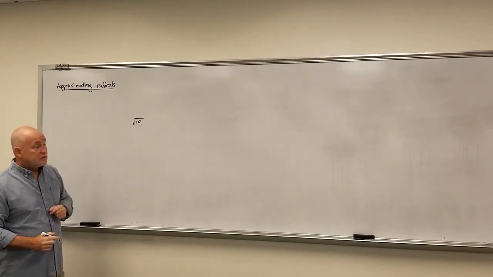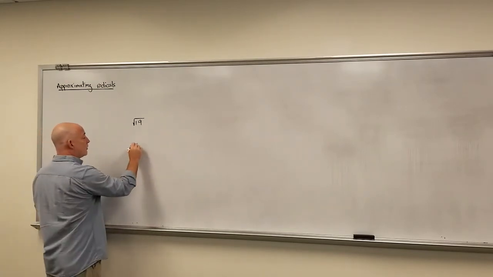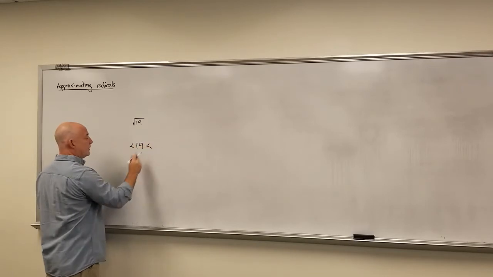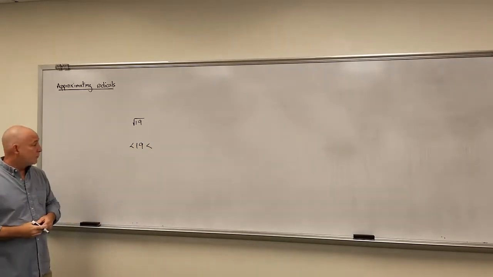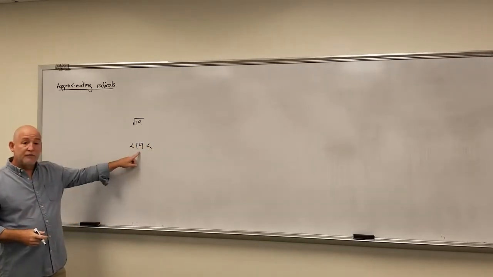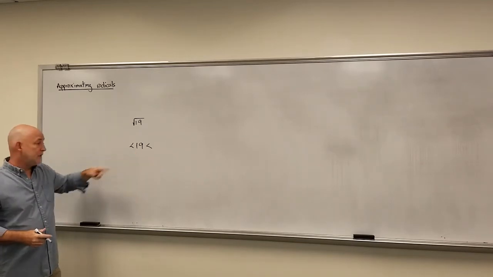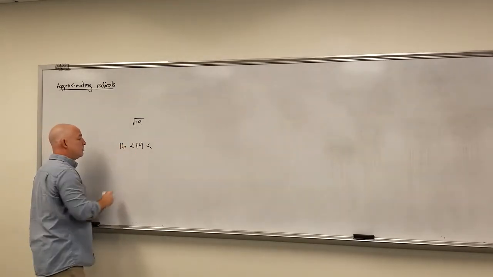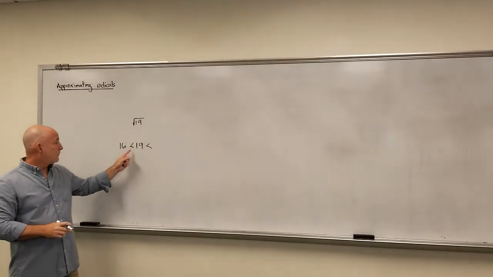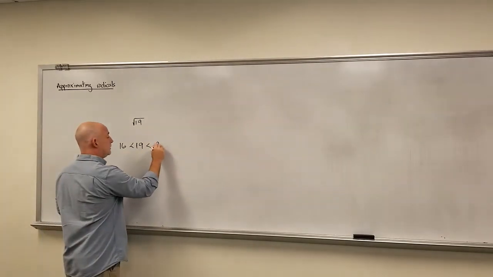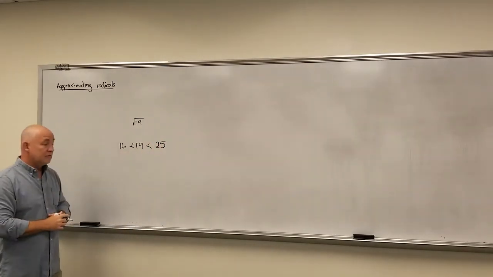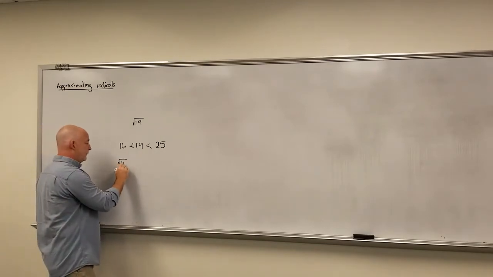Now, since this is a square root, we're thinking about perfect squares. So you do need to know a little bit about your perfect squares. Think about what is the perfect square right below 19. Well, the perfect square below 19 would be 16, and the perfect square above it would be 25. So we know that that statement's true, which means this has to also be true.